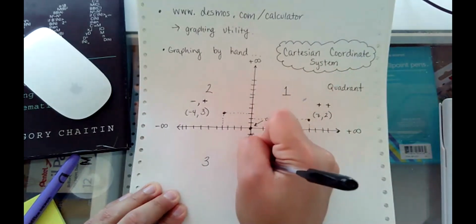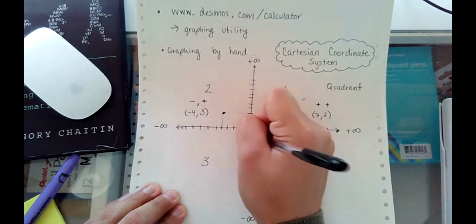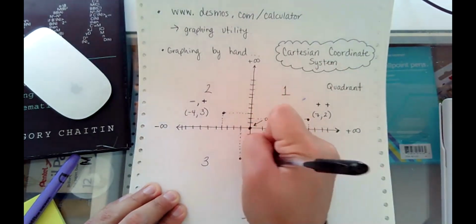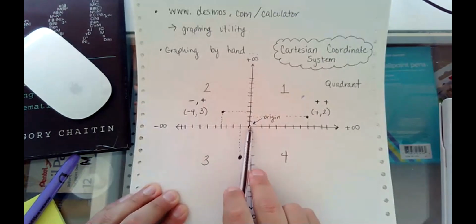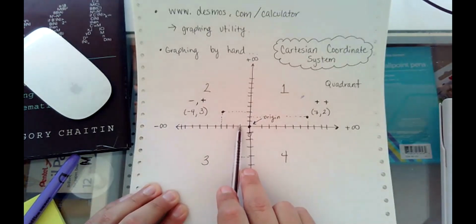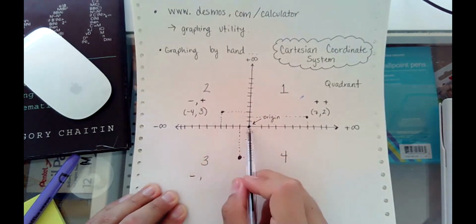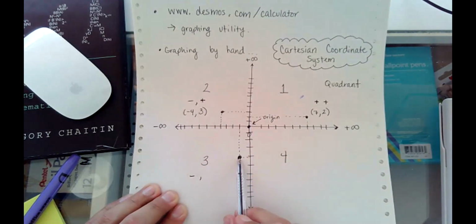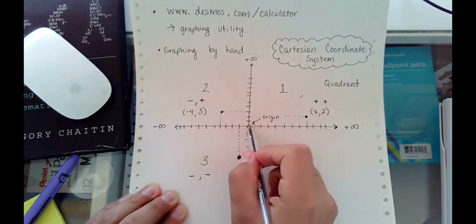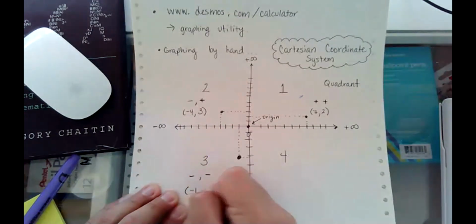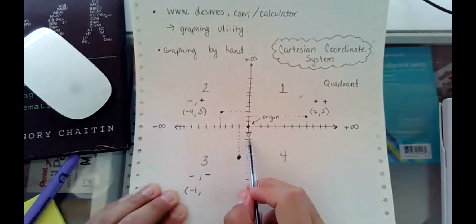Okay, well, if I chose this point here, I went negative in the x direction, so that's a negative x. And then my y value is also negative because I went down. So this is negative 1 over here, comma, negative 1, 2, 3, 4.